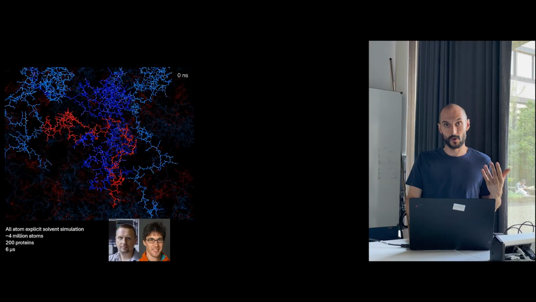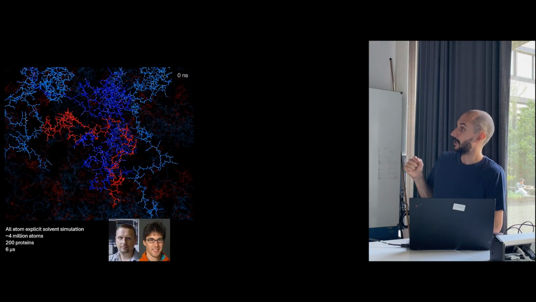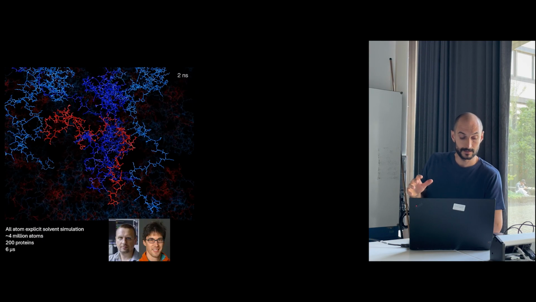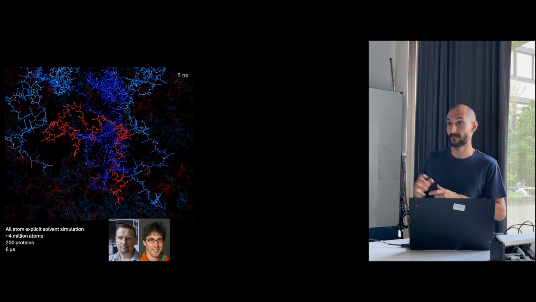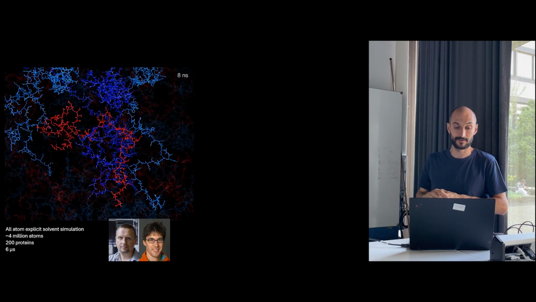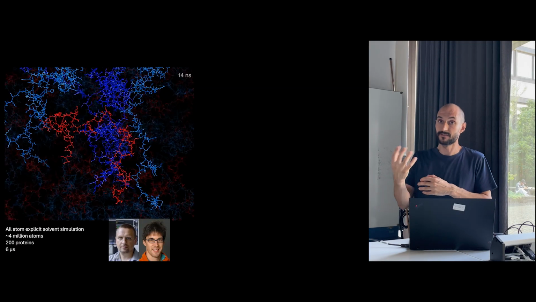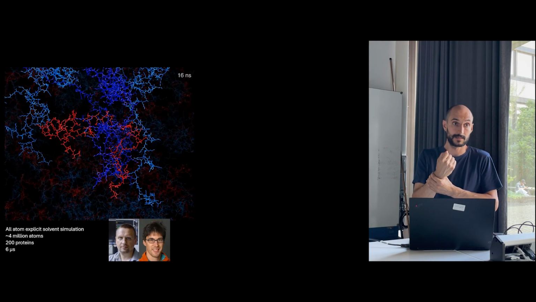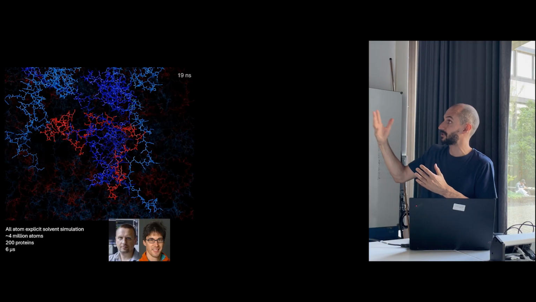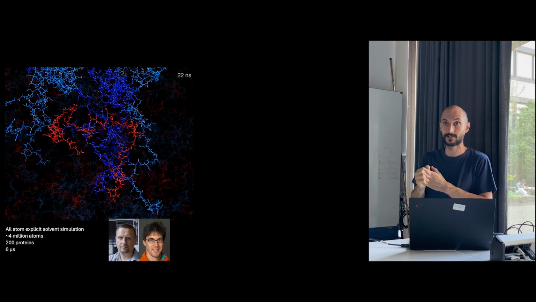In order to understand more, I asked my colleague Milos and Robert Best in the US. They did all-atom molecular dynamics simulations. These are actually pretty heavy simulations: 4 million atoms, 200 proteins, 6 microseconds. They ran on a Swiss supercomputer for several months. And of course, first we made sure that the experimental observables matched the predictions from the simulation, to see if they were close to reality.